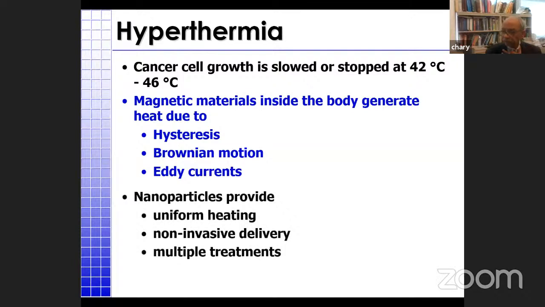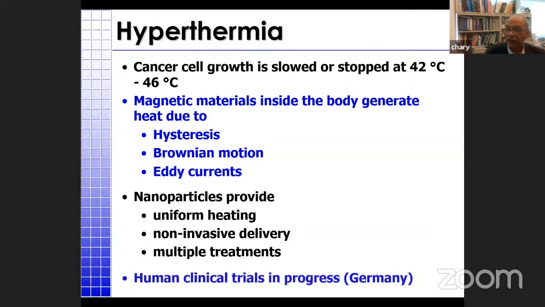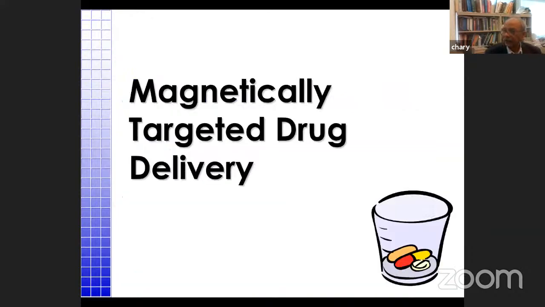All these three manifest themselves in the form of heat locally in the tumor, and that is enough to kill the tumor. The importance of nanoparticles is that they provide uniform heating compared to any other means of supplying heat. They are non-invasive to deliver, and once you put the nanoparticles on the tumor surface, you can leave them there for multiple treatments. You inject them only once, and you can use these nanoparticles multiple times, so you can slowly kill the tumor over a period of 2 to 3 weeks without injecting new particles. There are human clinical trials in progress right now.